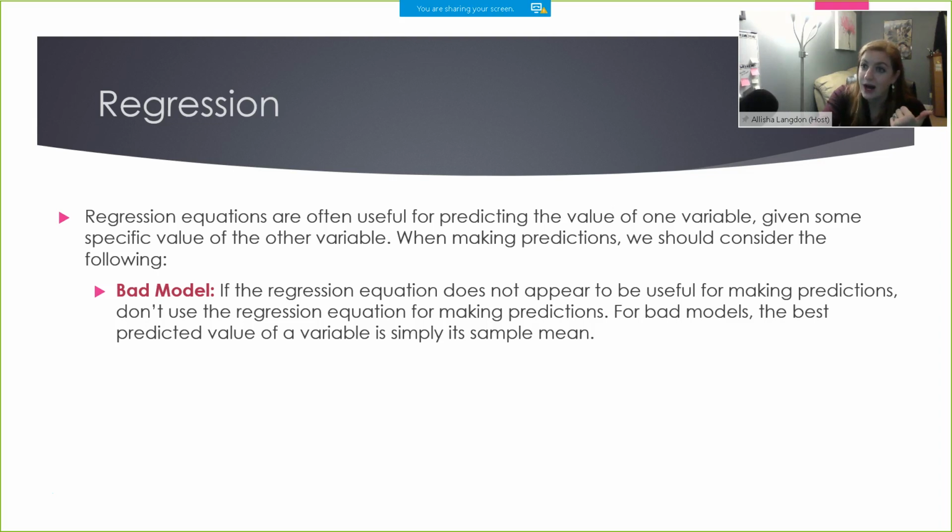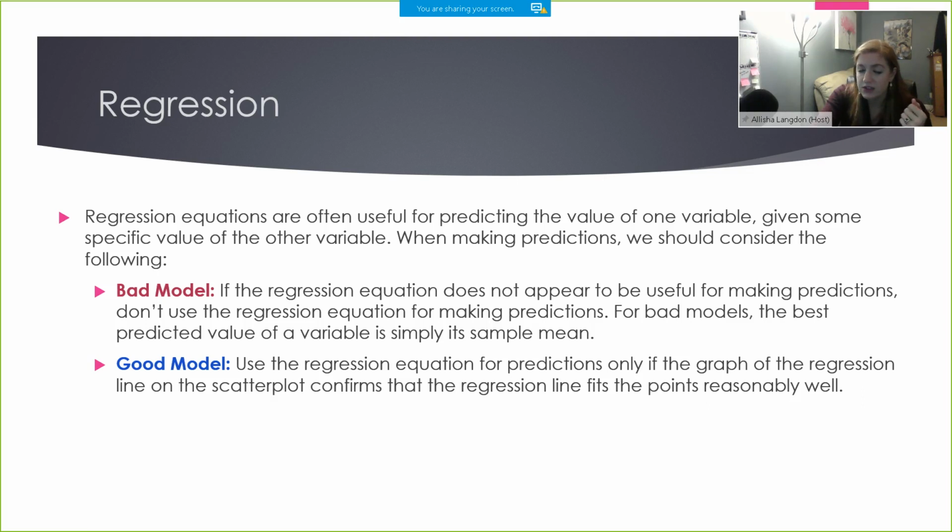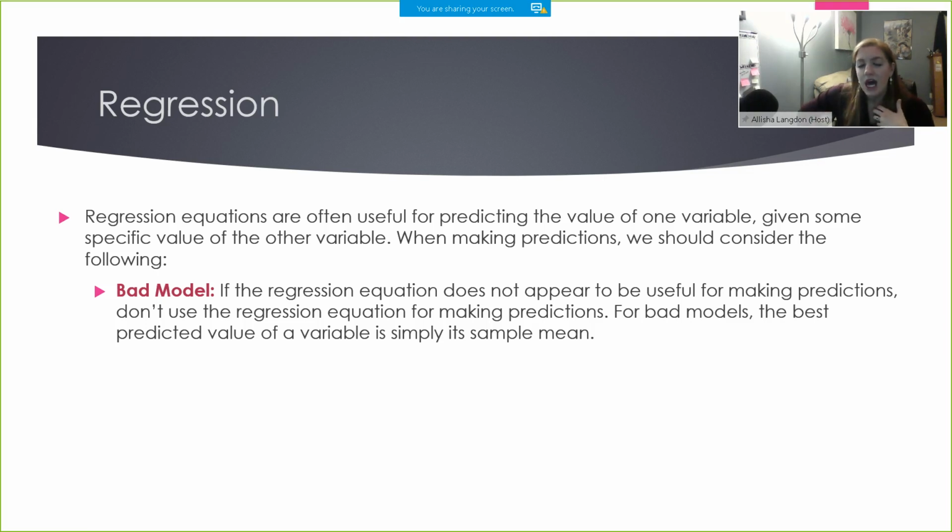A bad model, a good model, and the correlation factor. So let's start with bad model. It is possible to have a regression equation which is a bad model, meaning that it's not very accurate at predicting things, such as maybe weather or where a hurricane is going to hit. You see a lot of science models here. But basically, if the regression equation does not appear to be useful for making predictions, don't use that regression equation.